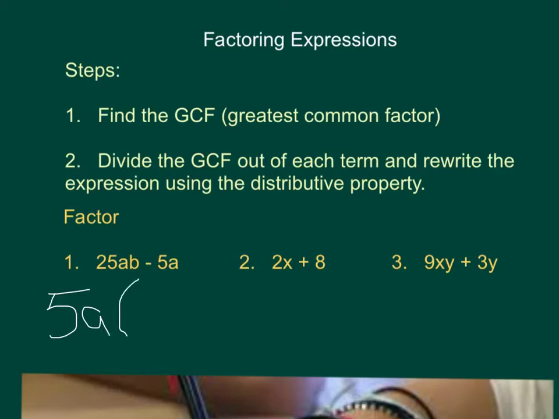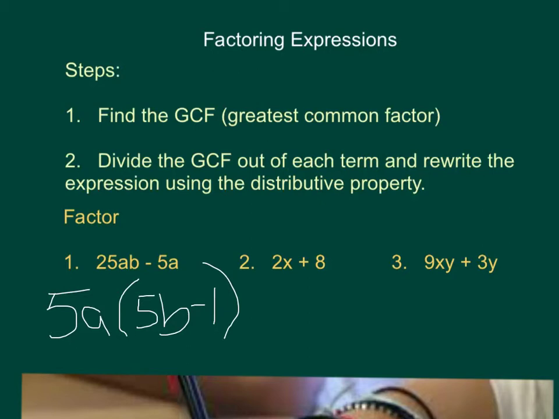Now I'm going to open up a set of parentheses. When I do this, I want to divide 5a out of each term. 25ab divided by 5a is 5b. Negative 5a divided by 5a is negative 1. Therefore, this expression factors into 5a times the quantity of 5b minus 1.